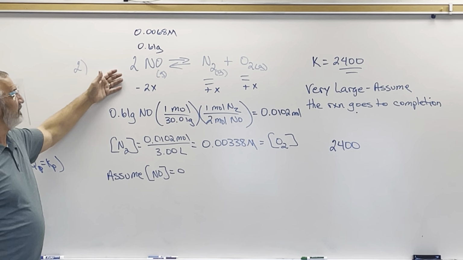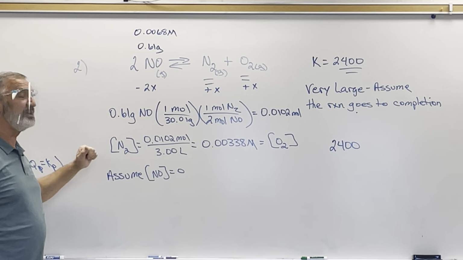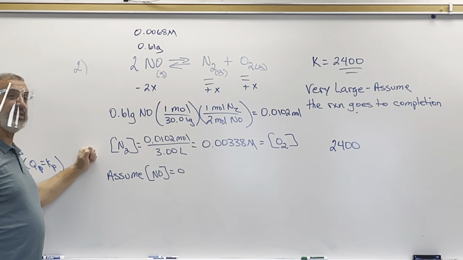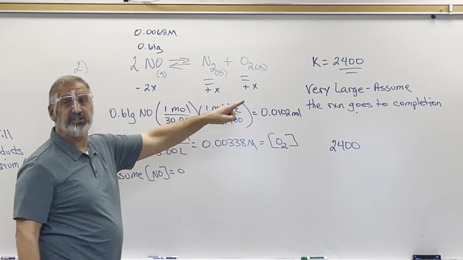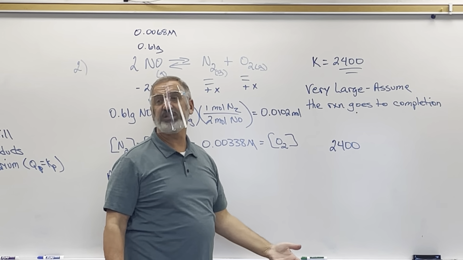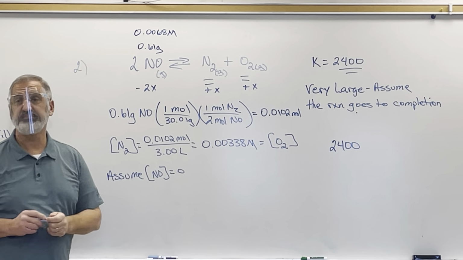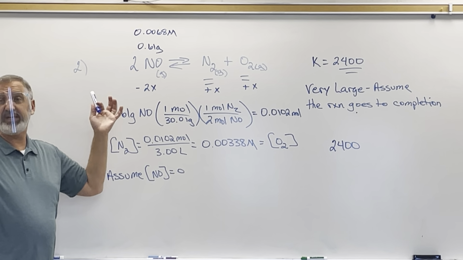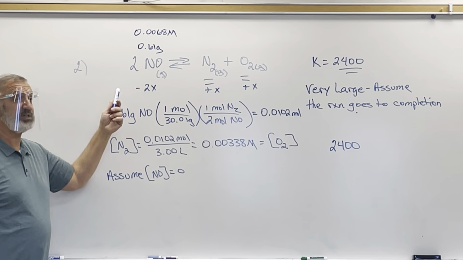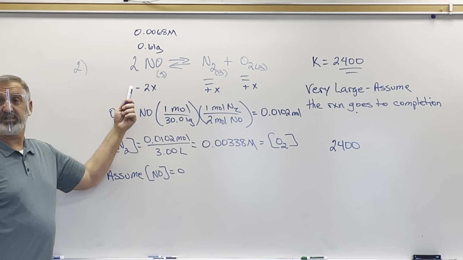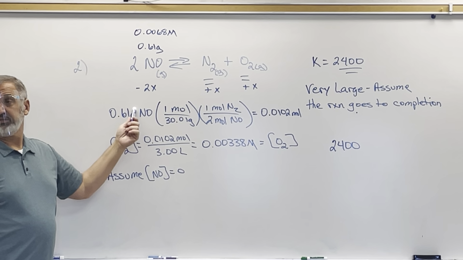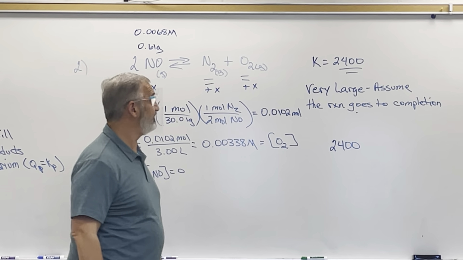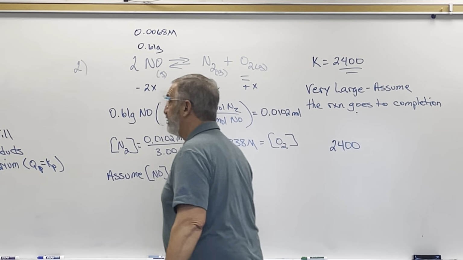Okay. So if you did that and plugged it in, that works, but the way you have to do it simply is knowing that if K is very large, just assume it goes to completion. It's not really an equilibrium problem. It's a stoichiometry problem. Okay? But it's still equilibrium, and the way you guys did it is correct. It's just we're not going to expect you to have to do the quadratic. It's good that you know how to do it and that you can do it even on your simple calculator, but it does take a long time. All right, number 3.